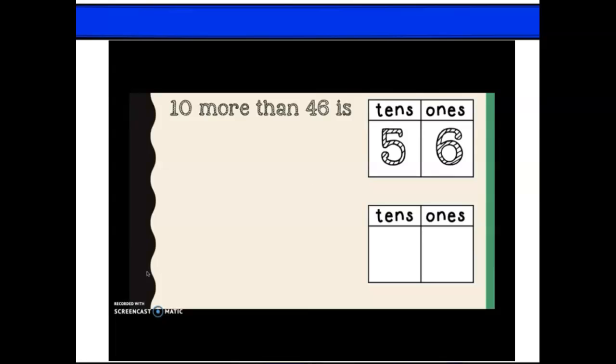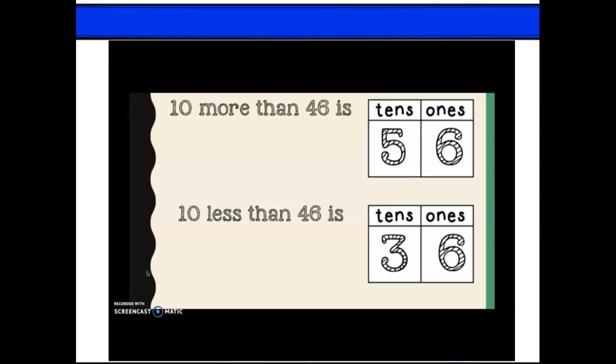What would 10 less than 46 be then? Go ahead and press pause while you're figuring it out and press play when you're ready to check yourself. All right, so if I had 46 and I took away one group of 10s, I would have 3 groups of 10s left. But my ones haven't changed, so that'll stay there. So 10 less than 46 is 3 10s and 6 1s, or 36.